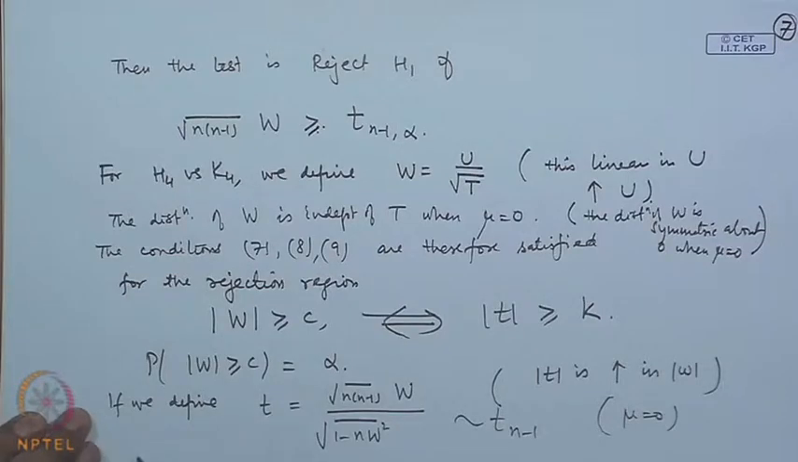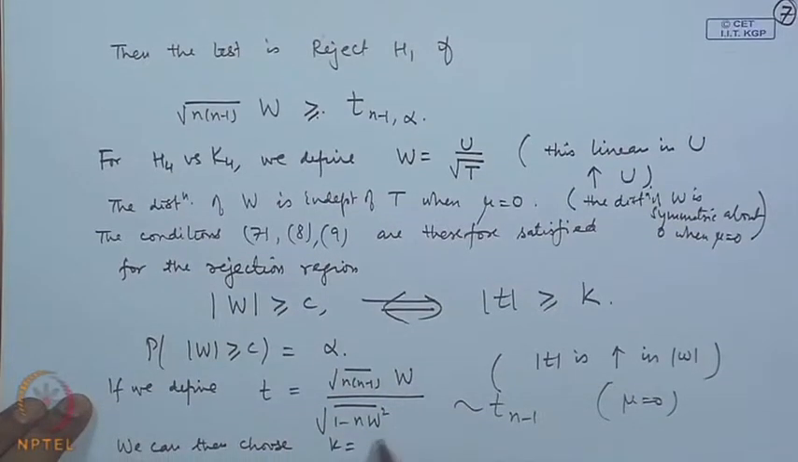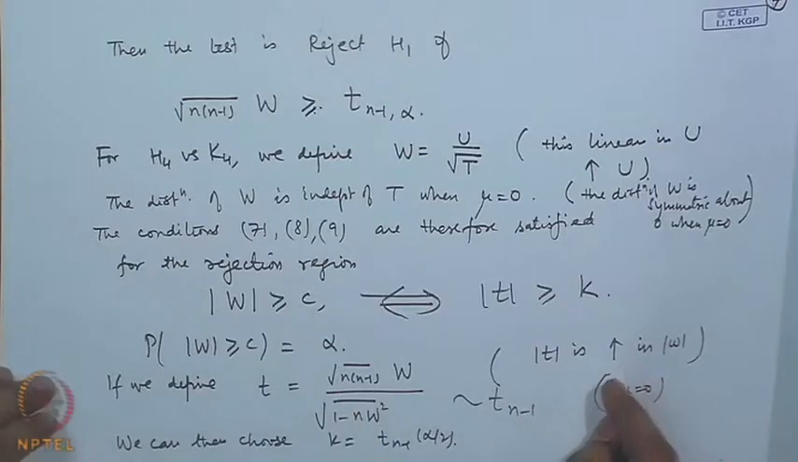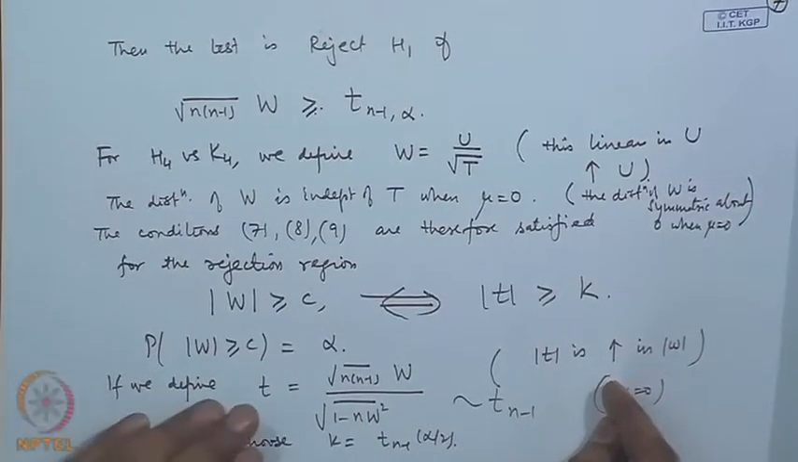So, we can choose then this k as t n minus 1 alpha by 2. This is the famous t test, which was initially derived by Gosset in 1907. Of course, he did not consider it as a UMP unbiased test, he considered it as a likelihood ratio test only. But here we are able to derive the exact test when sigma is unknown. So, this is testing for the mean here.